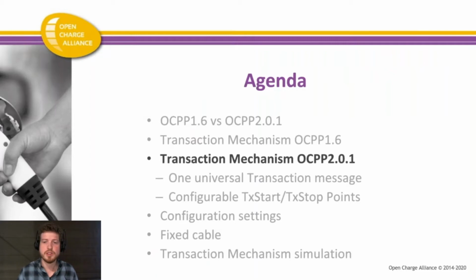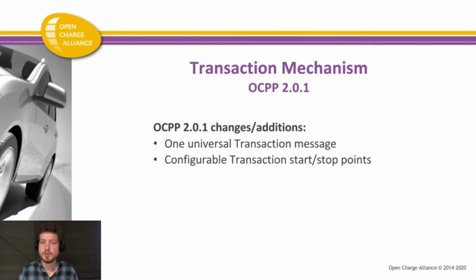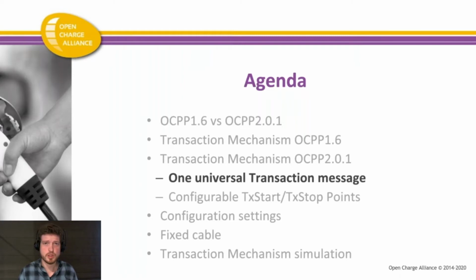Next, I want to talk about the transaction mechanism of OCPP 2.0.1. We've done two major changes. One is that OCPP 2.0.1 now has one universal transaction message, which contains all transaction-related data from all the OCPP 1.6 transaction-related messages, but also some more. And we've made the start and stop points of the transaction configurable. First, I want to talk about the universal transaction message.